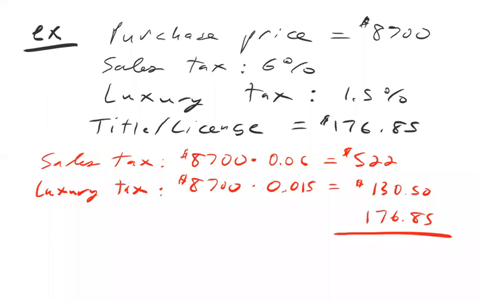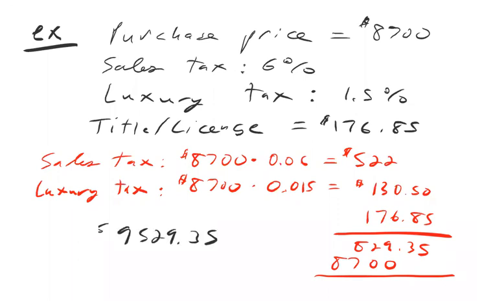We add those up on the calculator. $522 plus $130.50 plus $176.85 is $829.35, and then I'll just add that to the $8,700. And I do get what most of you had, $9,529.35. Just a very, very simple application of that.